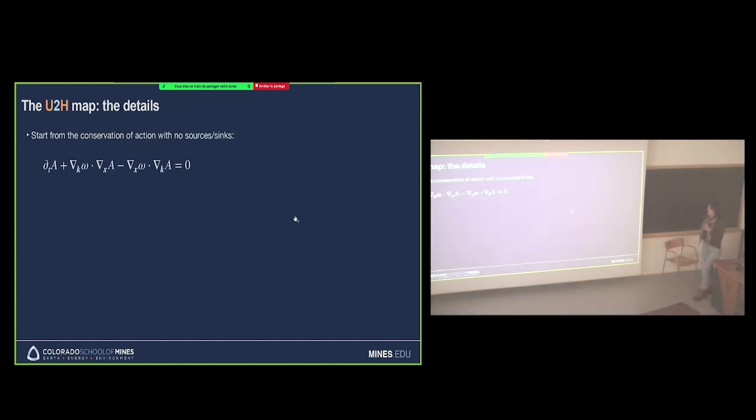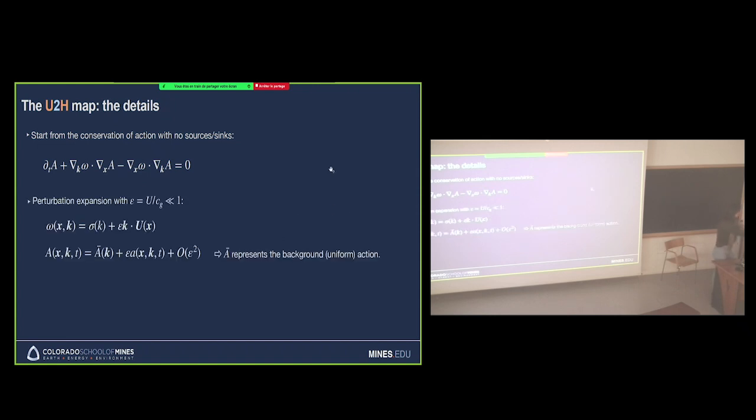Okay, so we start from the conservation of wave action. We assume no sources or sinks. The next thing we do is expand this in our small parameter, and so we apply that to both our dispersion relationship and the action. And again, here, A bar is this background action. You see that it only depends on K, so there's no space dependence. It's all the same all over.